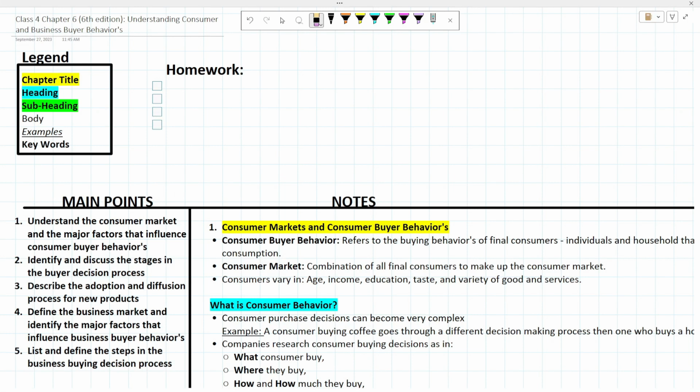So let's look at the legend. Anything already highlighted in yellow is our chapter title. Anything in blue is our heading. And anything in green or light green is our subheading.